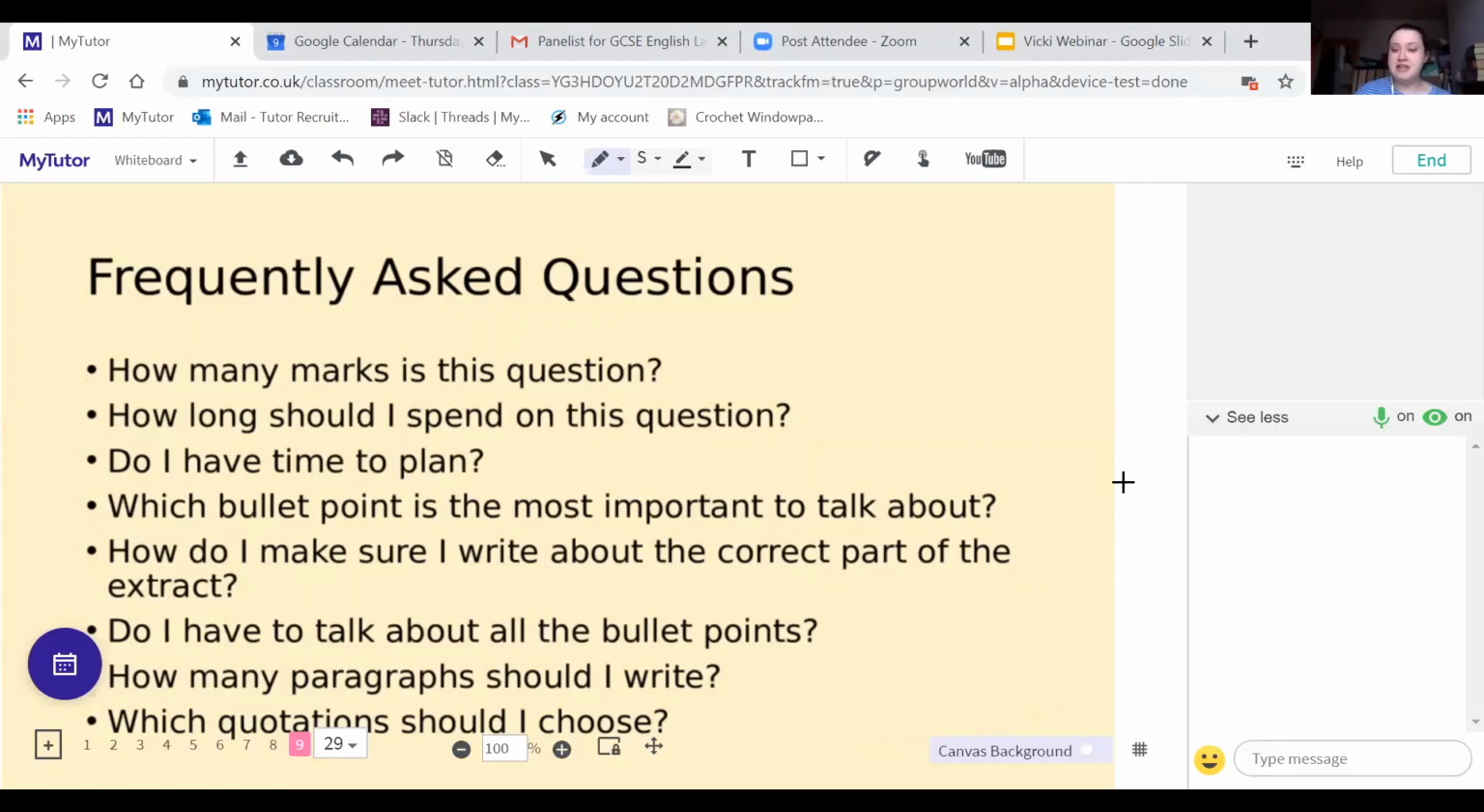Do I have time to plan? Not in the sense of, right, I'm going to get my piece of paper and I'm going to write down the bullet points of what I'm going to say and a brief sort of few words of how I'm going to say it. This is only worth 8 marks. You've only got 10 minutes. You do not have time to do that. So you'll get your extract. This is the one that we were working on yesterday. So this is what you will get.